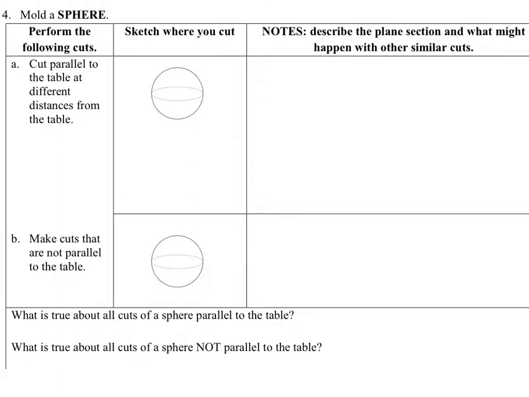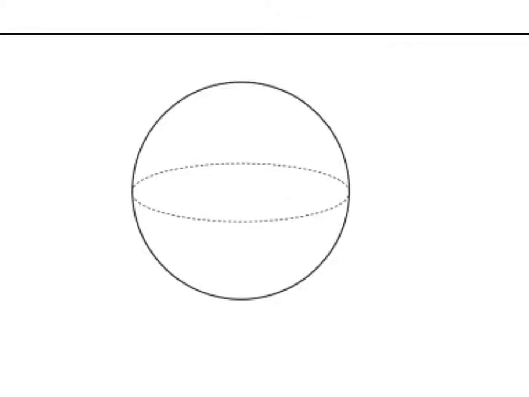Now we're looking at spheres. And this first sphere, we're going to cut it parallel to the table at different distances from the table. So let's go ahead and do that. So right here, if I cut this thing, let's say that we cut it first right down the middle, because this would be sitting on a table right here. Well, then we would get this shape.